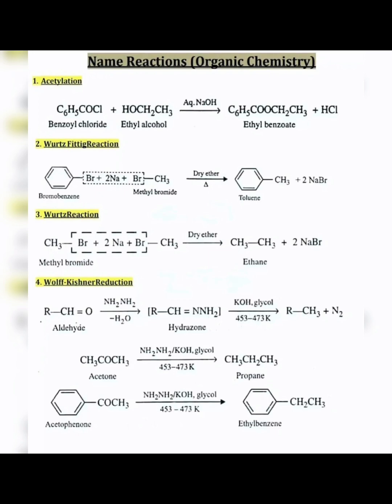One more example of this reaction is when acetone reacts with hydrazine, potassium hydroxide and ethylene glycol at a higher temperature of 453 to 473 Kelvin, it gives propane as a major product. Similarly, acetophenone reacts with hydrazine in the presence of ethylene glycol as a high boiling solvent at 453 to 473 Kelvin temperature, and it forms ethyl benzene as a major product.